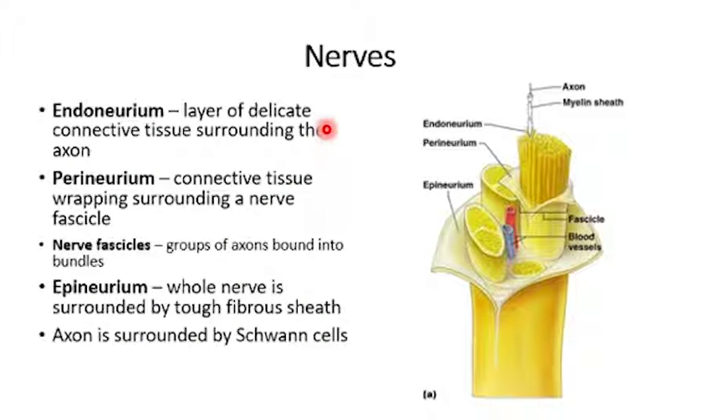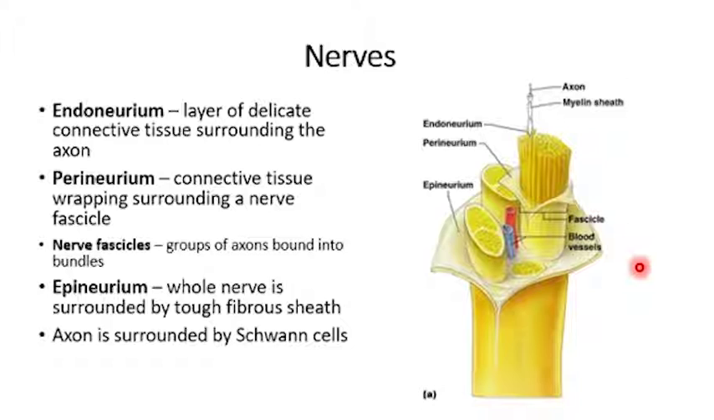Basic physiology. If you look at the structure of the nerves, there are three main components. First, you have the endoneurium, which is a delicate sheet of connective tissue around the axons. These are the axons. Outside the endoneurium, you have the perineurium, which is the connective tissue which surrounds the nerve fascicle. And the nerve fascicle is basically a bunch of axons bound into bundles. And then surrounding all of this is the epineurium, which is a tough fibrous sheet that is protective of the nerve fascicles.